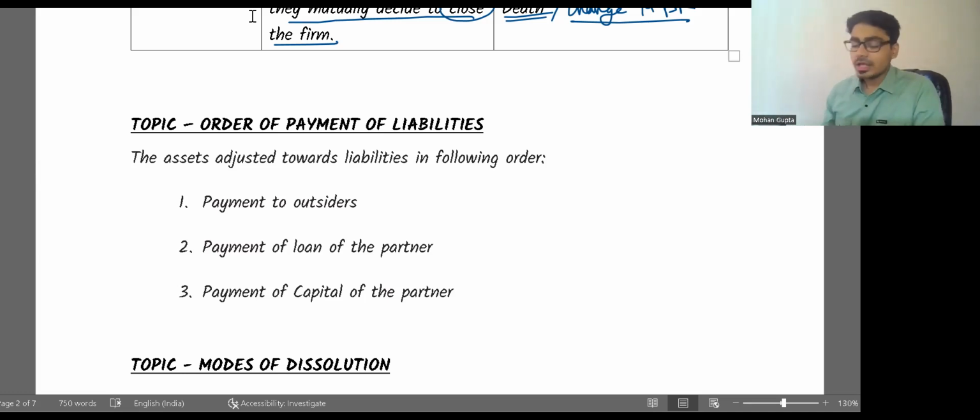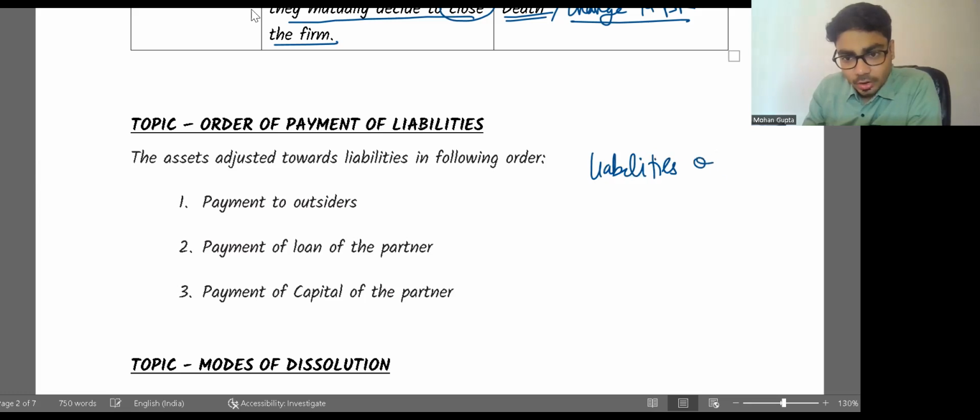Okay. Let us take another example. In this case, there are three types of liabilities. First is outsiders, second is partners' capital, and third is partners' loan. So let us say one of the partners, Santa, has given a loan to the business. So let me write this down.